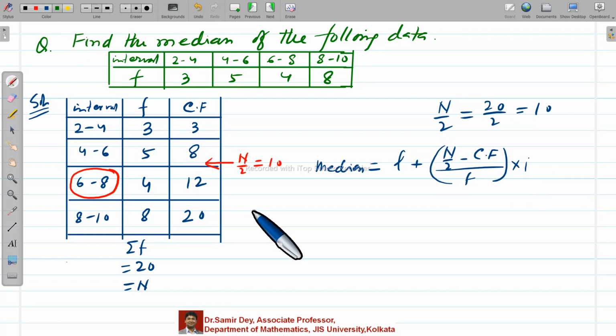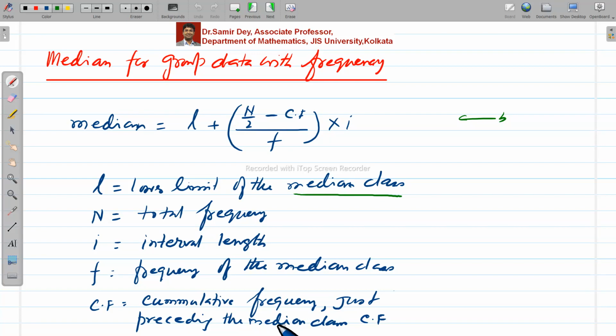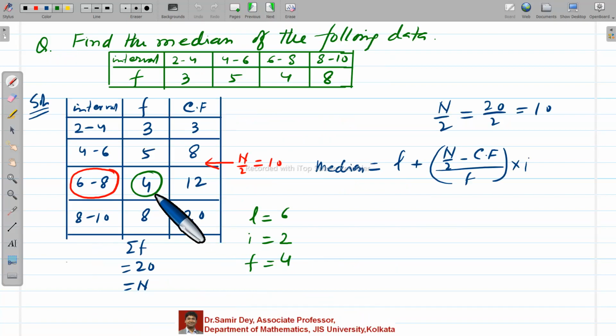So now you try to understand what is your L. L is equal to the lower limit of the median class, that is 6. What is your I? I is the interval length, that is 2. Now, what is your F? F is equal to the corresponding frequency of the median class, that will be 4 here. And what is the CF? That is the cumulative frequency preceding the median class. The cumulative frequency preceding the median class is this, that is back to that, meaning 8. So in this case it will be 8.